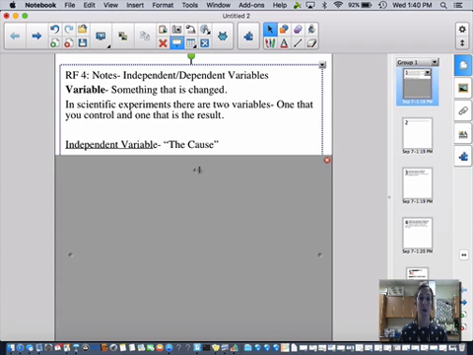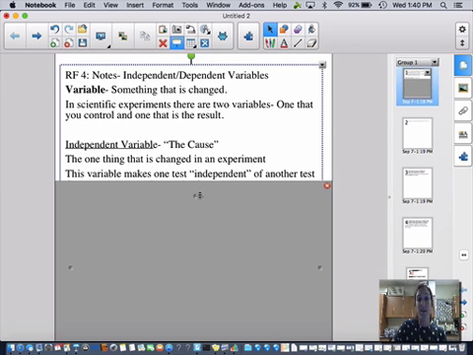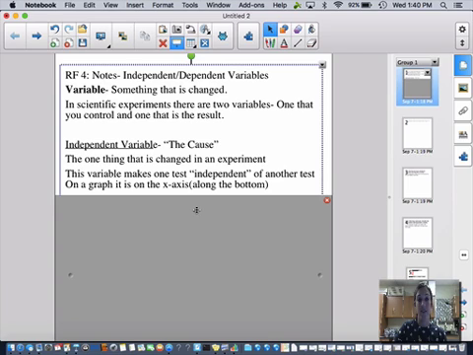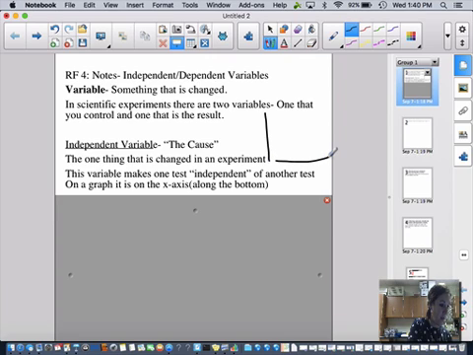So the first one is the independent variable. The independent variable is the cause. It is the one thing that is being changed in the experiment. The variable makes one test independent of another test. On a graph, it's typically the x-axis. So if we were to be graphing this, the x-axis would be our independent variable. So therefore, our y-axis would be our dependent variable.